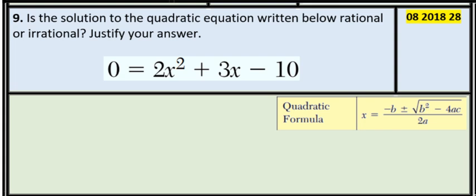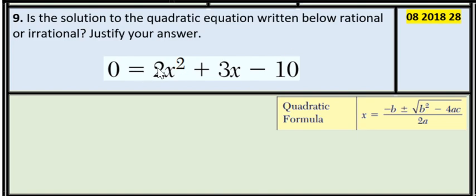Okay, question 9. Is the solution to the quadratic equation written below rational or irrational? Justify your answer. So they tell us this is a quadratic equation. So if I'm looking at the solutions, I'm using the quadratic formula. So step 1, I identify A, B, and C.